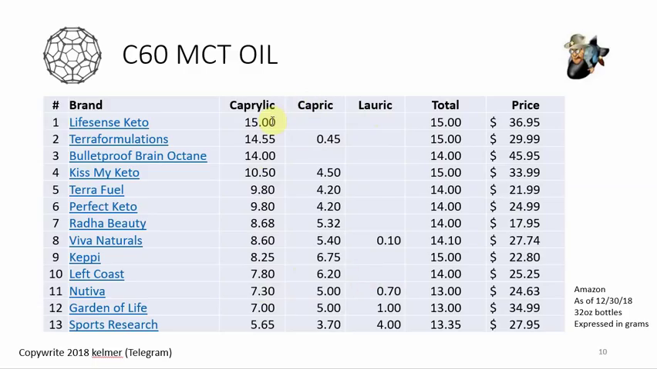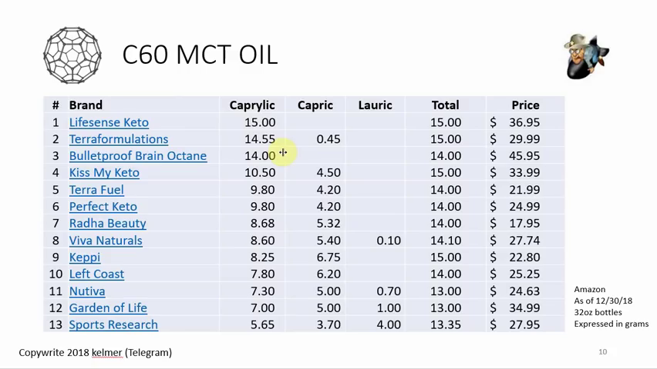And so when you're looking at shopping and buying MCT oils, keep the blend in mind. If you just want only caprylic acid, then these are the only 2, and one of them is called Bulletproof Octane. Well, actually, I would say 3, because this is such a small difference right here. So let's say there's 3 that are primarily just pure caprylic acid: Bulletproof Brain Octane, Terra Formulations, and LifeSense Keto.